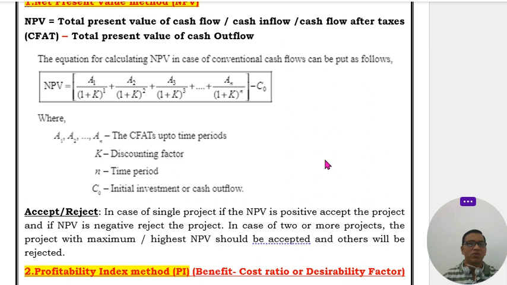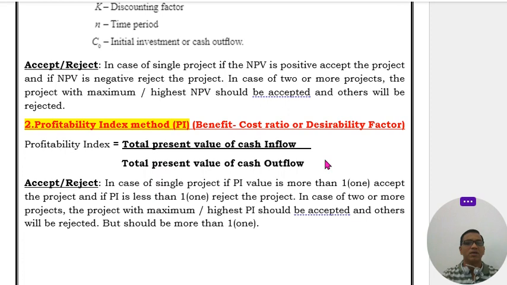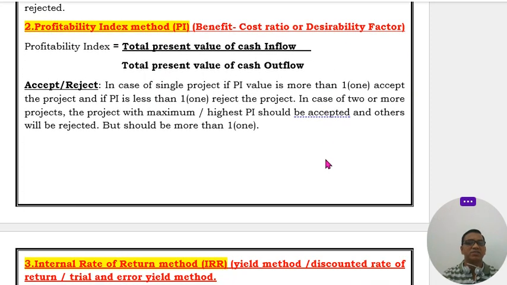The second method, an extension to the NPV method, another discounted cash flow method, a modern technique, a time adjusted method, is the profitability index method. This profitability index method is also known as benefit cost ratio or desirability factor method. It is another simple method compared to NPV.